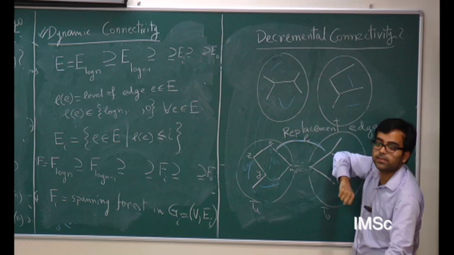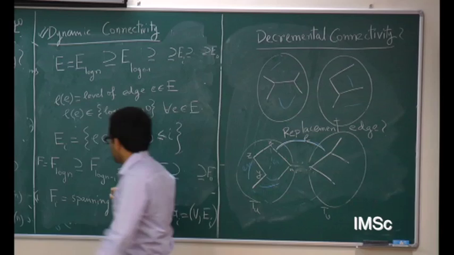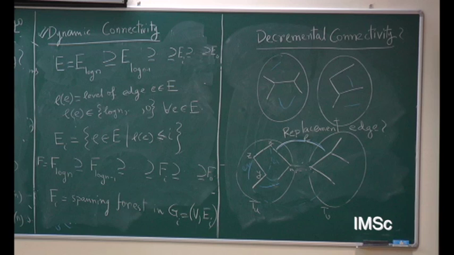Okay, it's a more pedantic question. At the very beginning, all edges have level log n, in the decremental setting. So my G_i's, at the very beginning at least, for i less than log n, E_i is the null set. So how is F_i a spanning forest in G_i? It's not spanning. There are no edges to span at all. Let's just define that if you have an empty edge set, a spanning forest is the empty set.